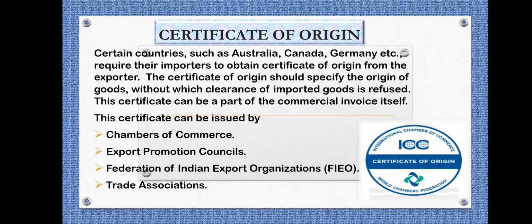Certificate of origin is important to the importer also. It helps the importer to avail of preferential tariff granted to exports from India. Importer can get easy clearance of goods from his customs. It ensures that the goods are not reshipped by the exporter. That means the certificate of origin is important to both the persons, that is exporter as well as the importer.